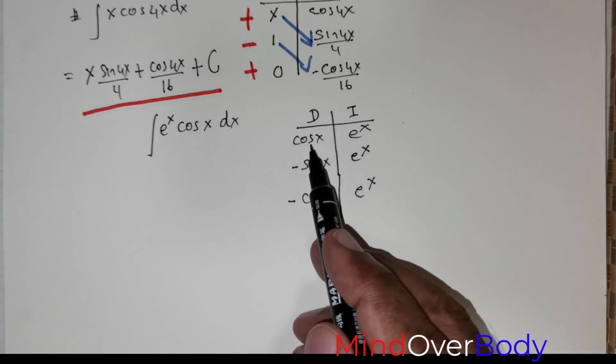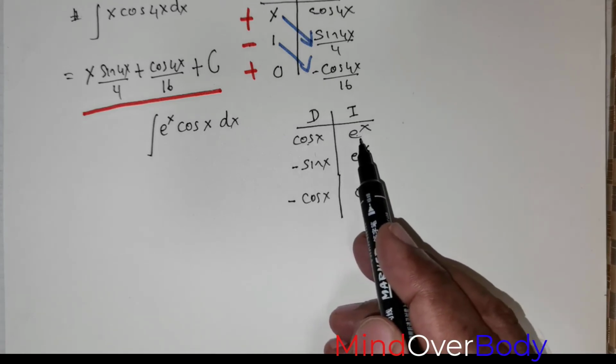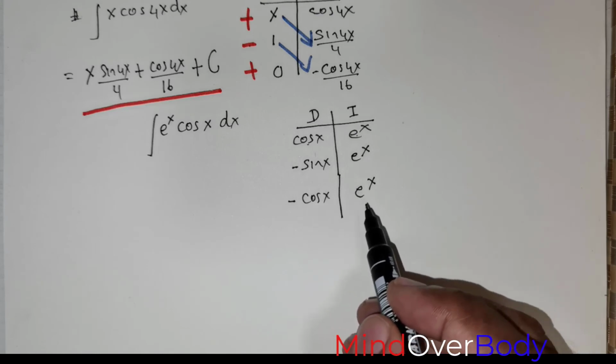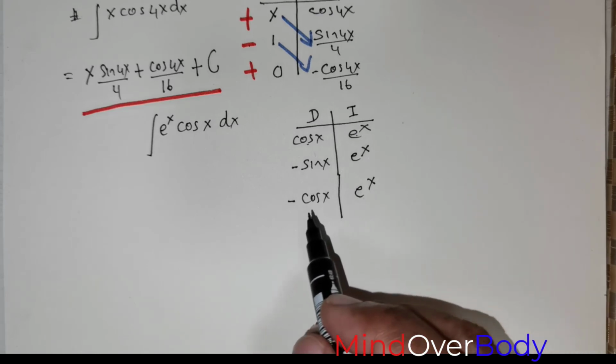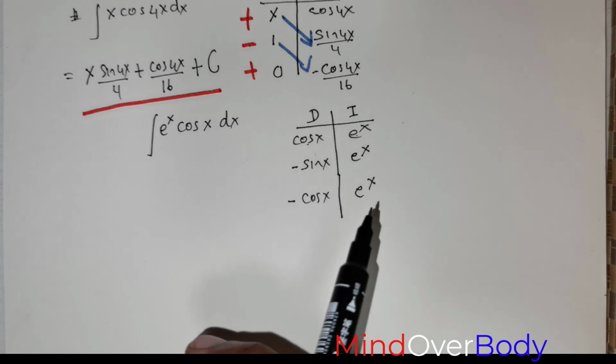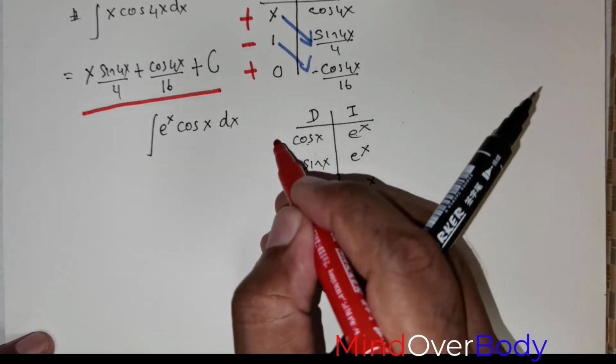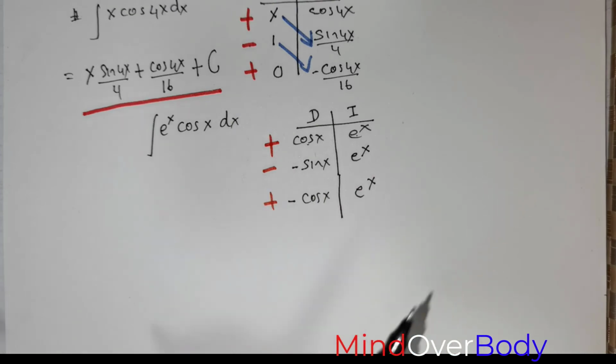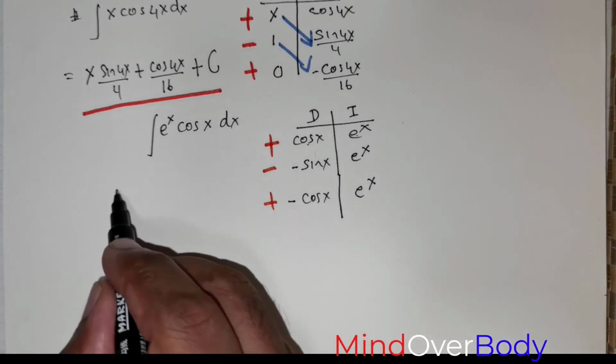Now you can clearly see I started with cos x and e raised to the power of x. I am having here cos x and e raised to the power of x, so the pattern has already occurred here. Now let's place the signs. This is going to be positive, this is going to be negative, this is going to be positive. Now let me show you how to write the terms.